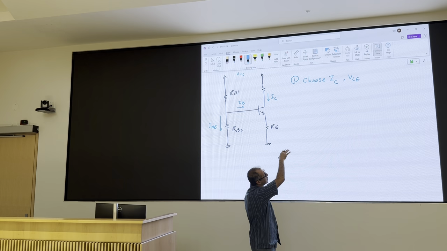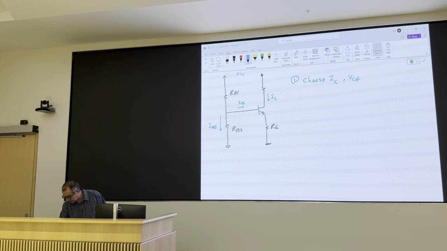Once you have them assigned, somewhere between 0.1 to 0.5, you don't really need to go above 0.5, to VRE. This is VRE.